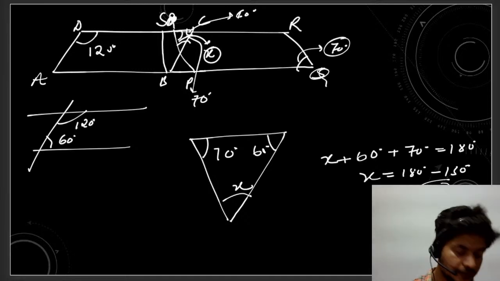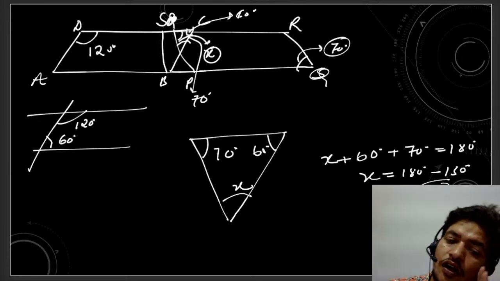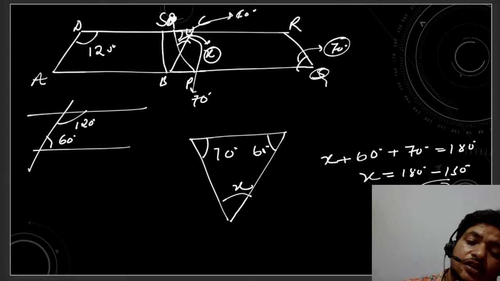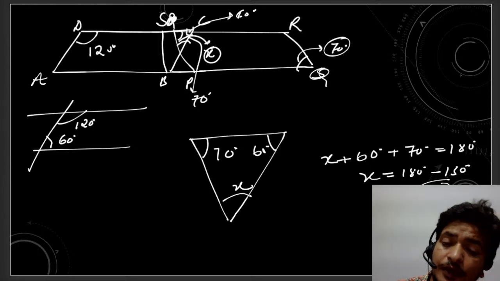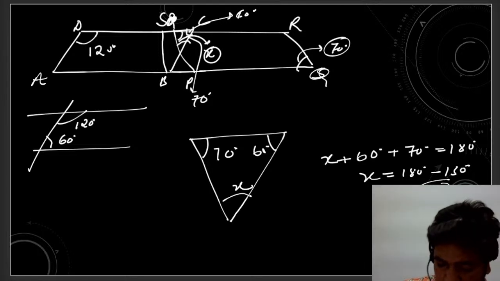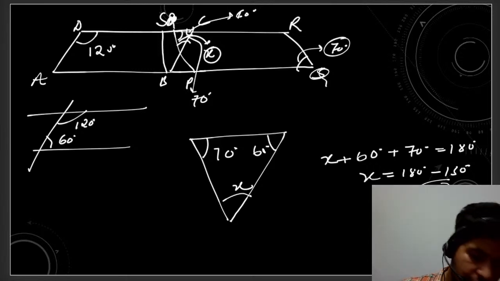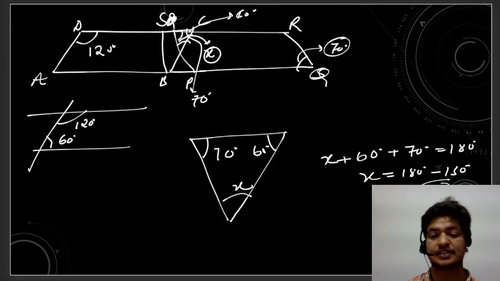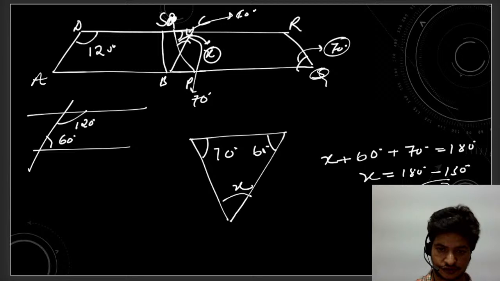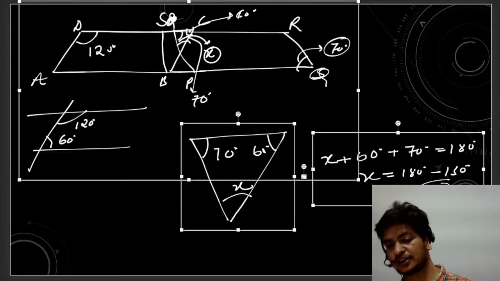Simple. कौन सी प्रॉपर्टी यूज की मैंने? सबसे पहली प्रॉपर्टी हमने यूज की, that is co-interior angle sum is equal to 180 degree. Second property we have used the property of parallelogram, जिसमें कहता है कि opposite angles are equal to each other. Third property that we had used is the angle sum property of triangle. Once you use the angle sum property of triangle, you can say that the sum of all the interior angles is equal to 180 degree.